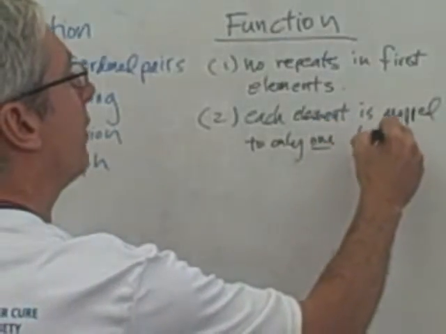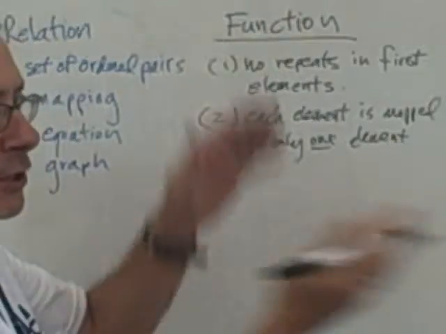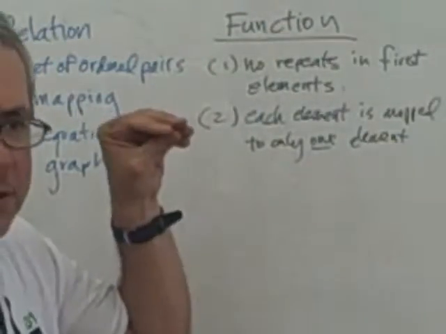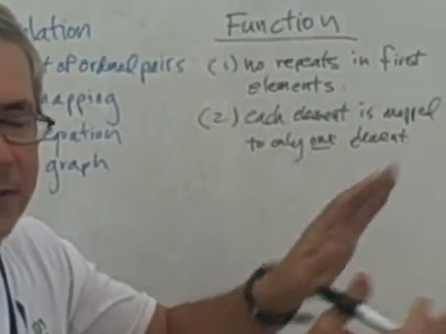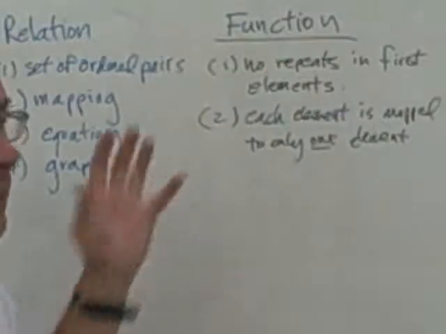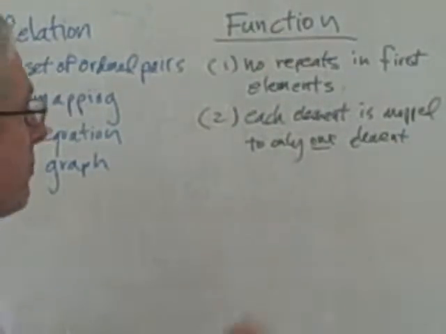Now you could think of other relations, right? Where an element might be mapped to 2 or 3 or 100 different elements. And in fact, there's nothing preventing 2 different elements from being mapped to the same one. That's okay. It's just that each element that you start with, that comes first in the ordered pairs or that you start with in the mapping, has only one other thing it's mapped to.